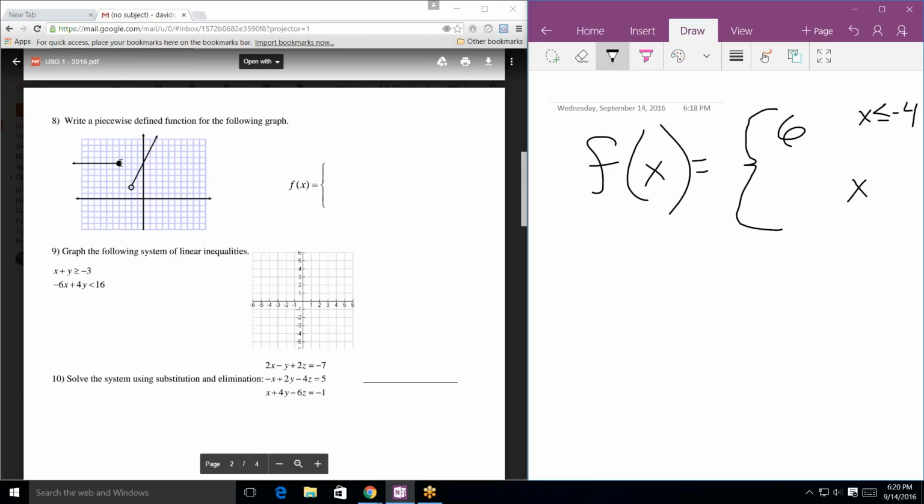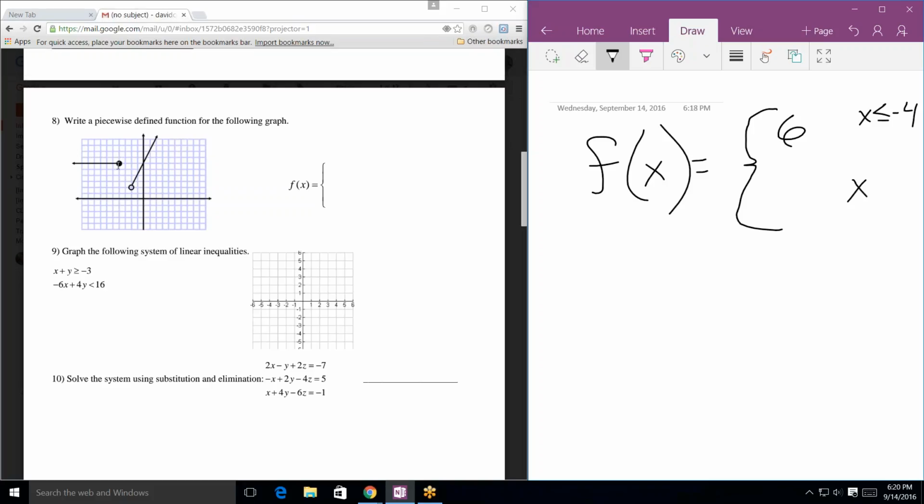You see that that horizontal line is defined by y equals 6, or f of x equals 6. And you know by now that f of x and y mean the same thing. And it's less than or equal to -4 because there's a closed dot right there at x equals -4. So what's the equation of the line, the right part?